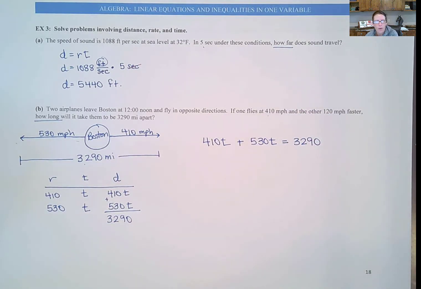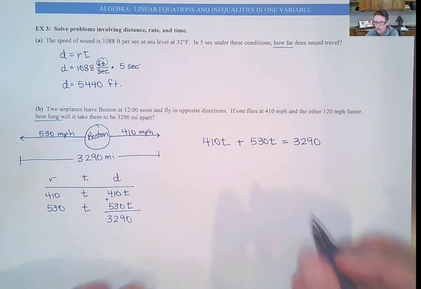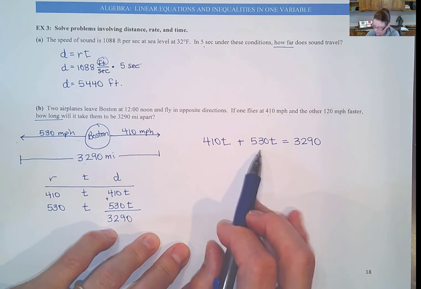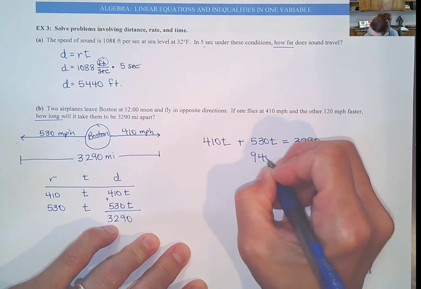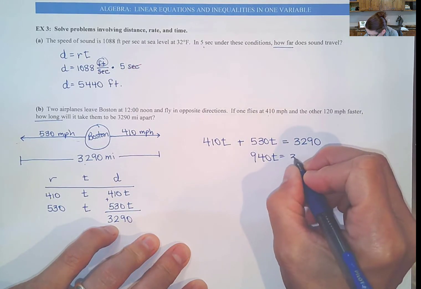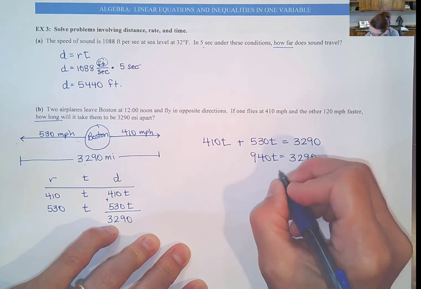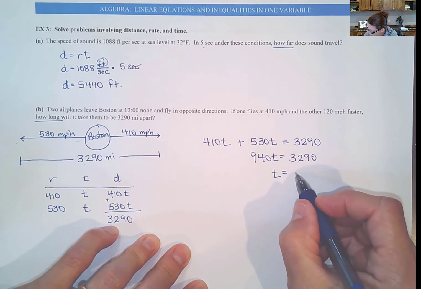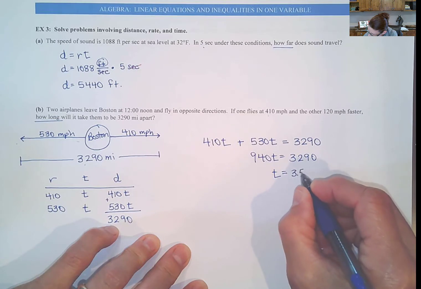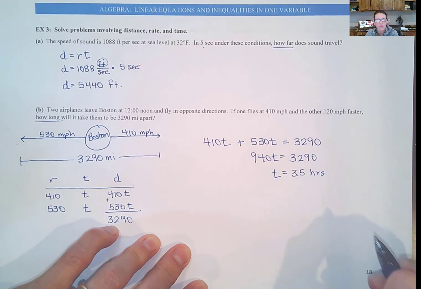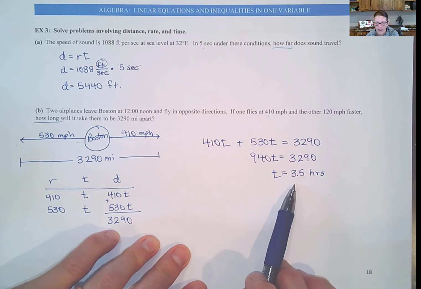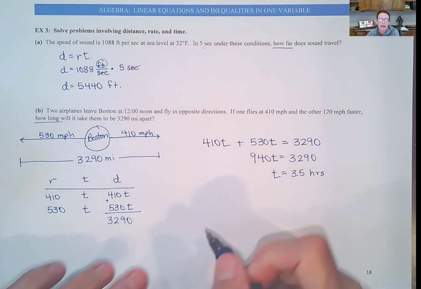And if you can make it to this point, then hey, give yourself a pat on the back and just solve the problem. 410 plus 530, that's 940. t is 3,290 divided by 940. And I'm going to go ahead and write this in decimal form as 3.5 hours. This is an application. If you want to write that as 3.5 hours, that's fine. Okay, I'm going to say 3.5 hours. So it's going to take 3.5 hours for them to be 3,290 miles apart.